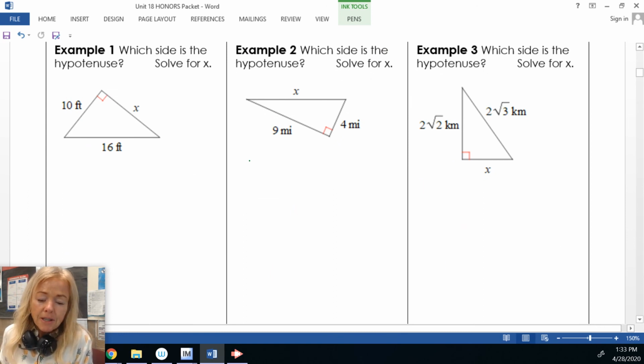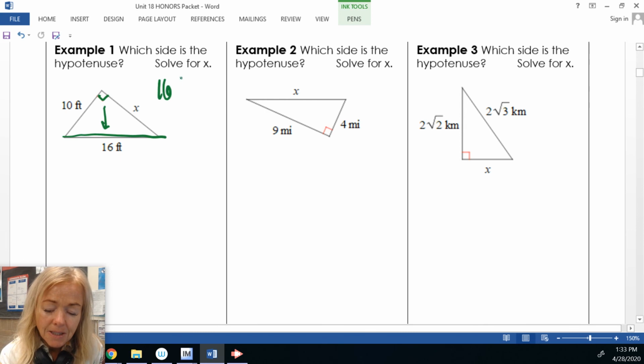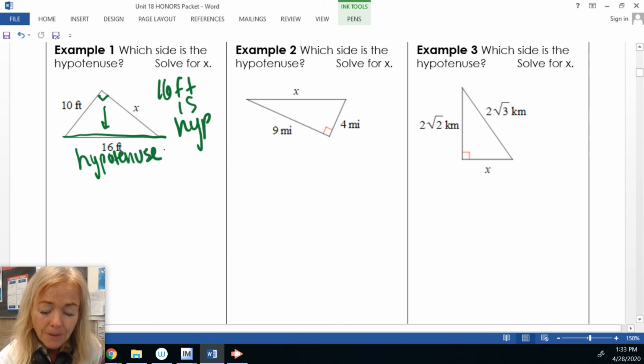Example 1 says, which side is the hypotenuse, and then solve for x. So for the hypotenuse, you can locate the 90 and look right straight across from it. It's the 16-foot side that is the hypotenuse, right? So you can just label that hypotenuse right there. All right, and then to solve for the other side.